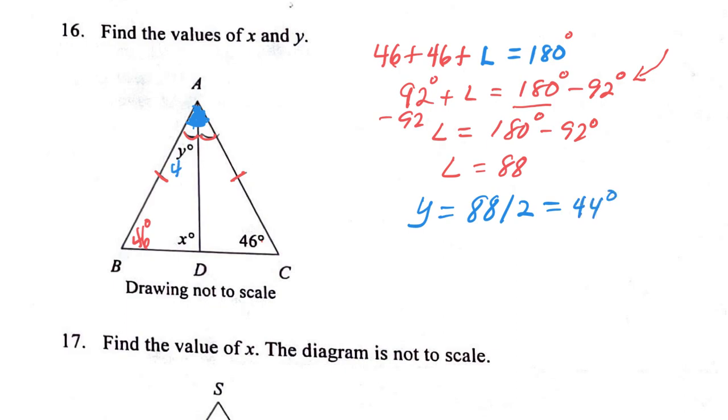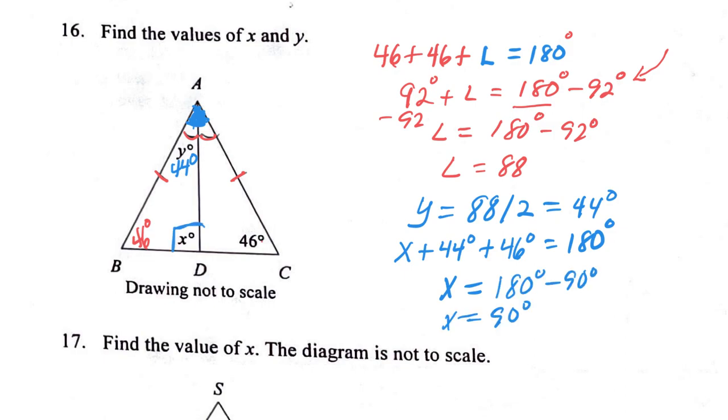So this is 44. Once again, the sum of the angles in a triangle is 180. So you have x plus 44 plus 46 equals 180. So x equals whatever 44 plus 46 is. So 46 plus 44 gives you 90. You subtract 180 minus 90, so that angle is a right angle. So the measure of angle x is 90, the measure of angle y is 44.